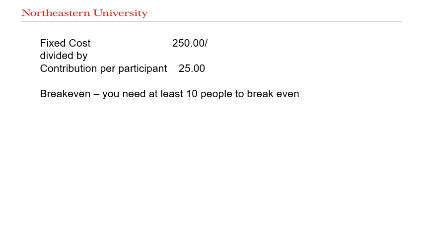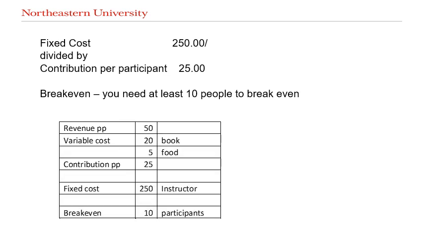You need at least 10 people enrolled in order to break even. So you are not losing money, but not building any surplus. If it's easier, you might want to look at it on this table. $50 in revenue, variable costs leading to a contribution of 25, and the fixed costs and the break-even point.